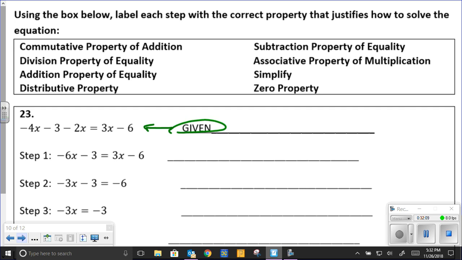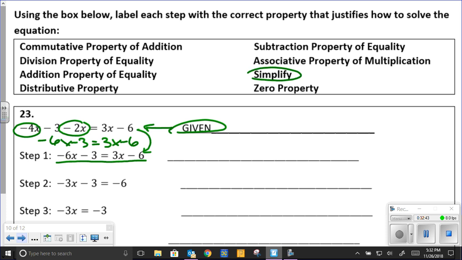Now, what I'm going to do is see what happens to go from here to here. I'm actually going to do some math. I would combine -4x and -2x, and I'm going to get -6x - 3 is equal to 3x - 6. And look at that, that's exactly what's written right here. So what did I do there? If I look at all my choices, that is a simplify. Remember, combining like terms is the same as simplifying. So to go from my given problem to my step 1, this was simplify.